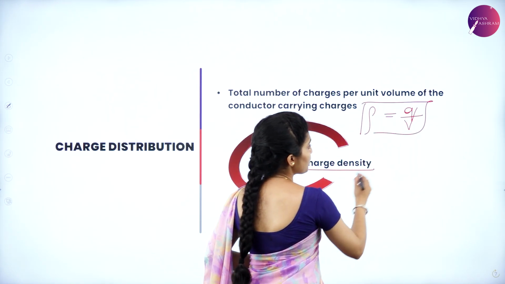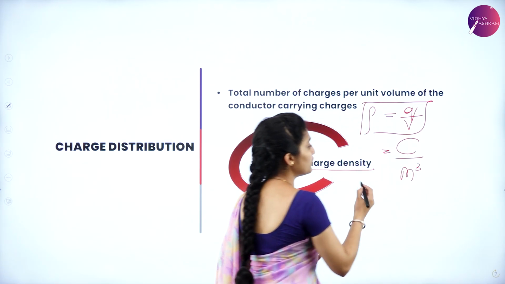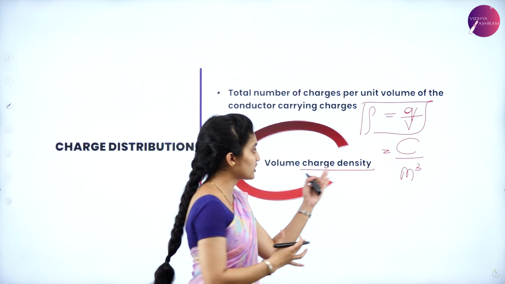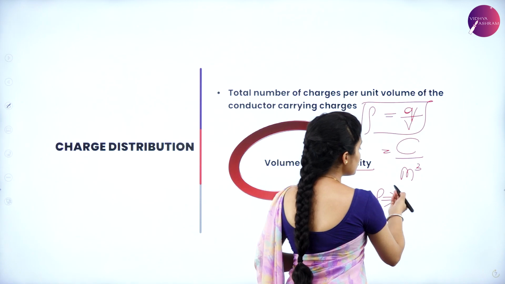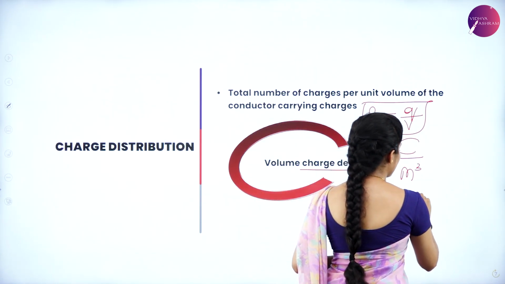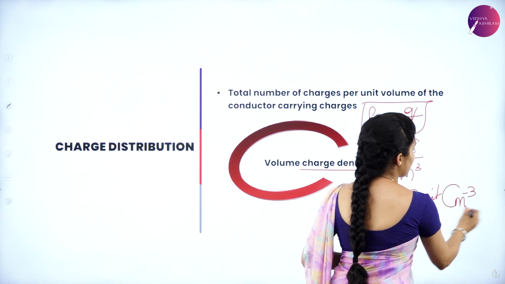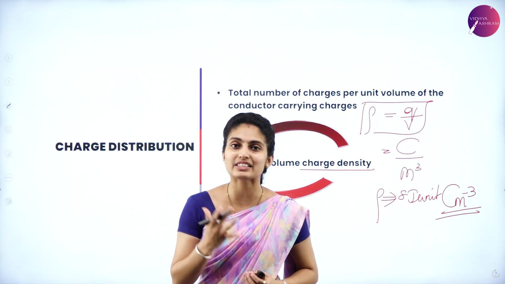Okay, so now here you have got your SI unit as C and M cube. For volume, it is always the cube of the length, that is meters, so C by M cube. So I can just write rho's SI unit, that is volume charge density's SI unit, as coulomb meter minus cube. Okay, that is not centimeter, it is coulomb meter minus 2.